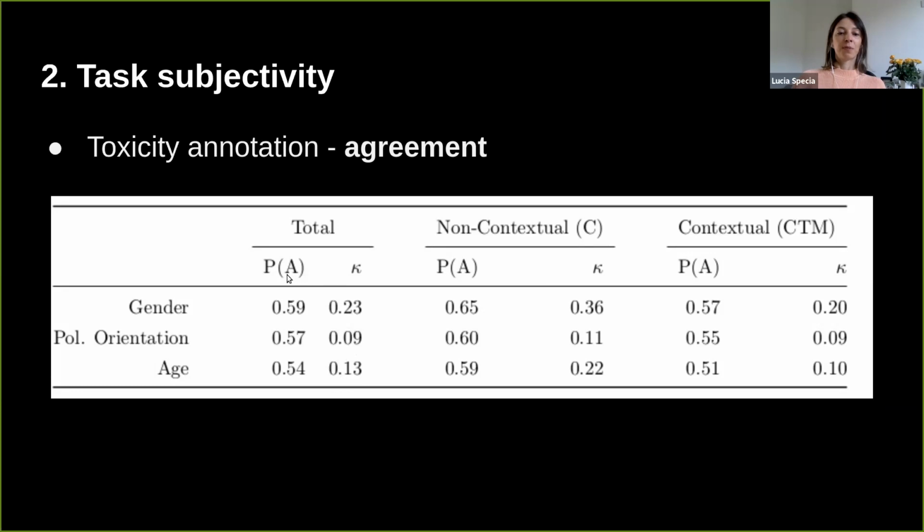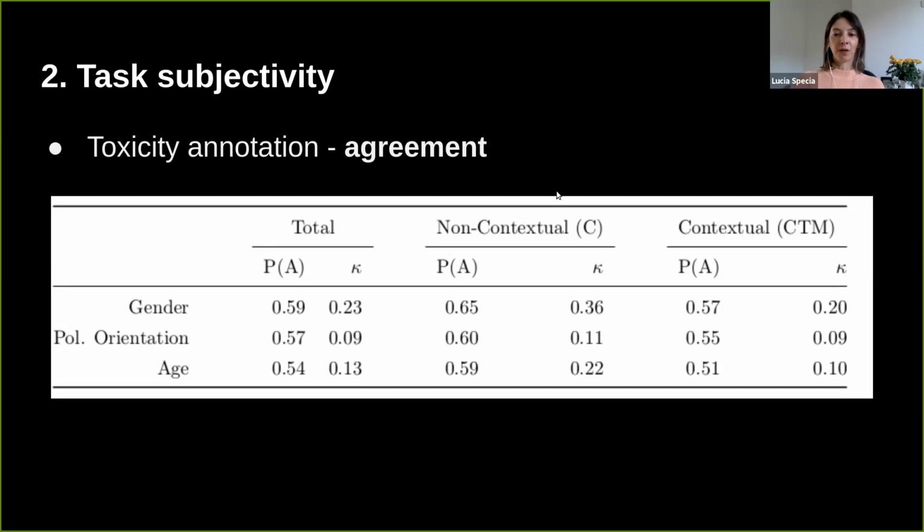P of A is just the proportion of times the 2 annotators agree on the binary label. But if we rule out the 50% chance of agreement by chance, the numbers are much lower. And this is within specific groups of gender, political orientation, and age. You can see the numbers are extremely low, and obviously this reflects what I've just shown you in the previous slides.